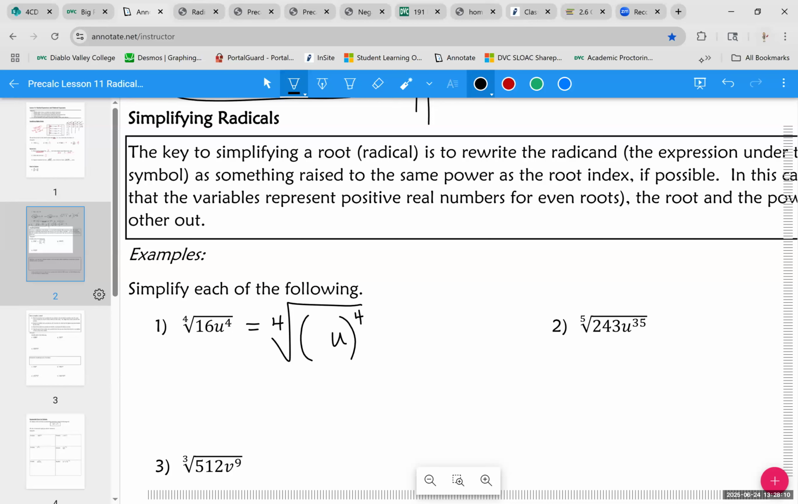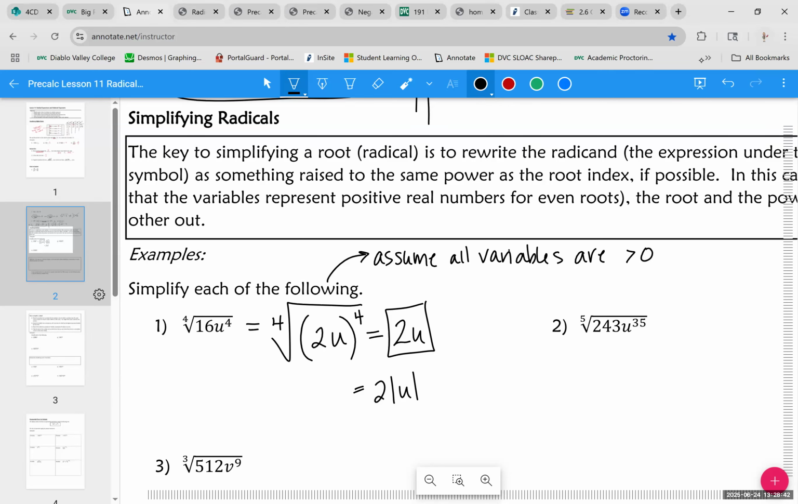And what do I multiply by itself 4 times to get 16? That would be 2. And so now the fourth root and the power just cancel each other out to give me 2u. Now, here's where I'm saying technically it should be 2 times the absolute value of u. But what happens is a lot of times there's going to be this caveat, assume all variables are greater than 0. And so that's why we use this answer. But technically speaking, if you didn't see this, it would be this.